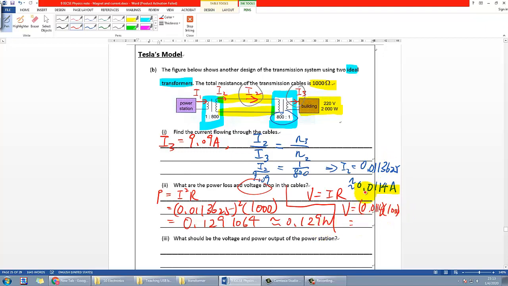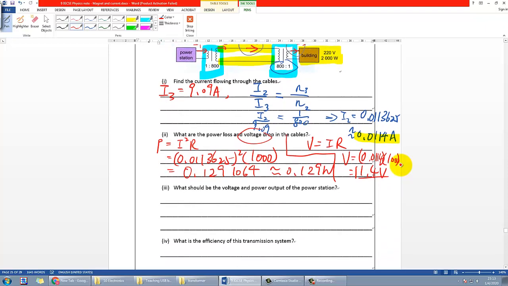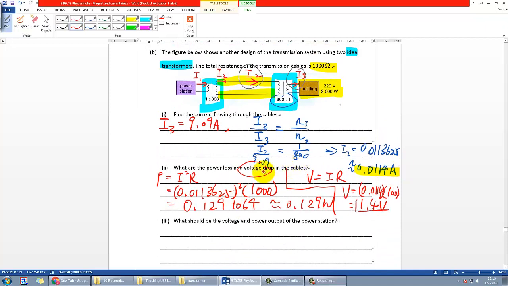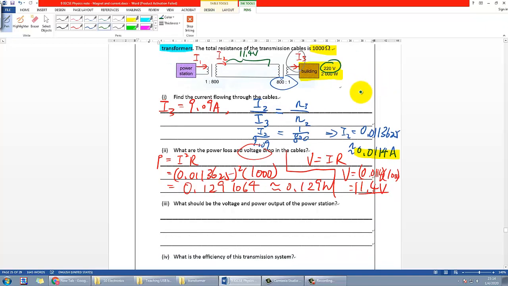So that should be, I'm just checking with my calculator in case I make any stupid mistake, 11.4 volts. So in other words, you will have that much of voltage drop here. Next question may be a bit tricky, so let's try to do it together. Let me just reiterate to you, here the building will take 220 volts, and the cable itself will take 11.4 V. So what is the voltage in the power station?